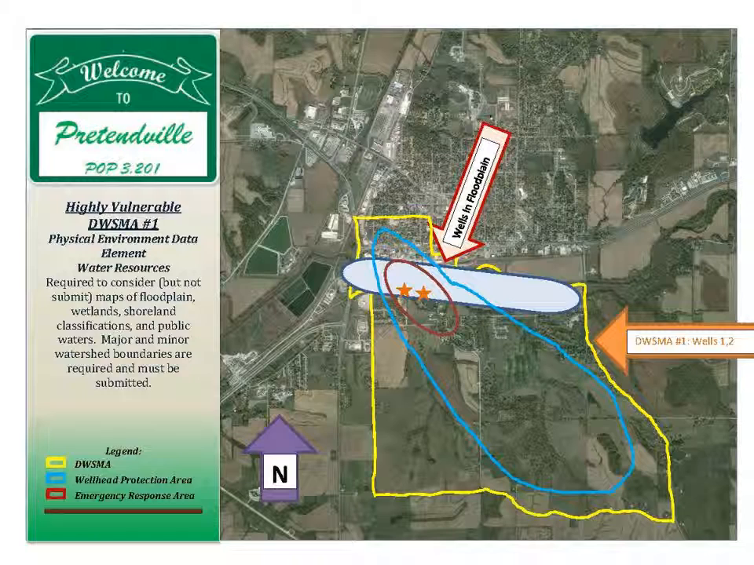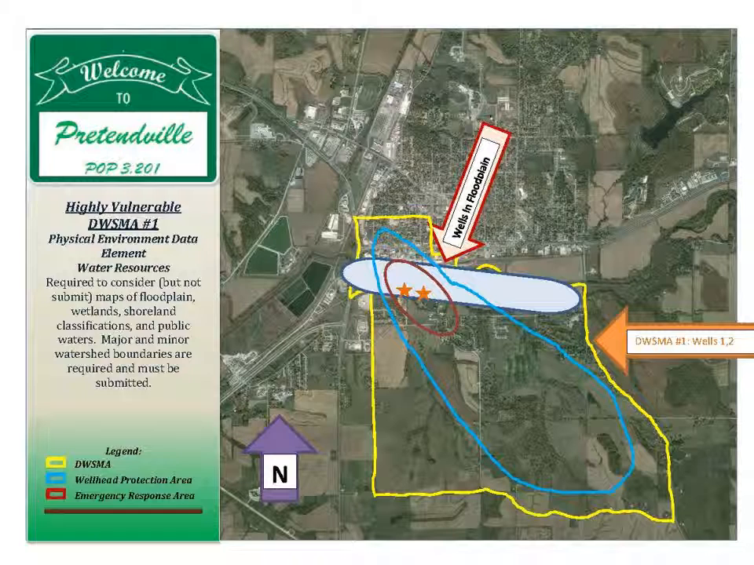In this situation, Pretendville Stream is a public water and the wells are in the floodplain, so you will need to gather and submit maps of the major and minor watersheds. You would also gather but not need to submit maps with the shoreland classification, wetlands, floodplains, drainage ditches, and other public waters. Since the wells are in the floodplain, there would likely be an ordinance that would need to be considered which would assist the city with the control of land uses in the floodplain.